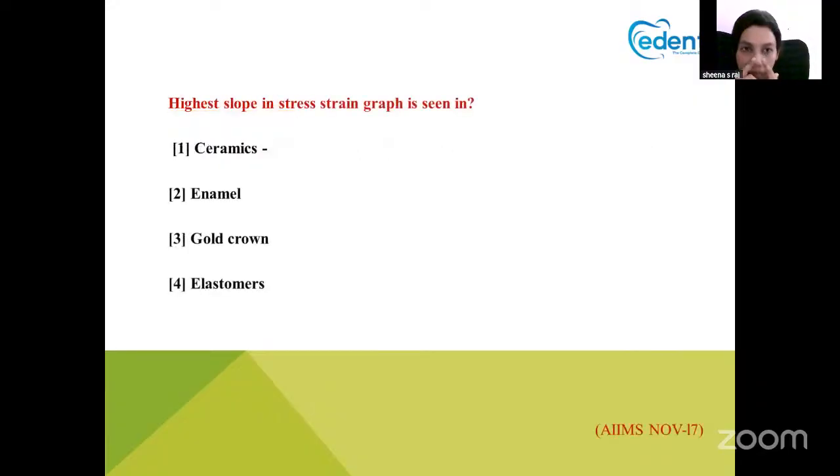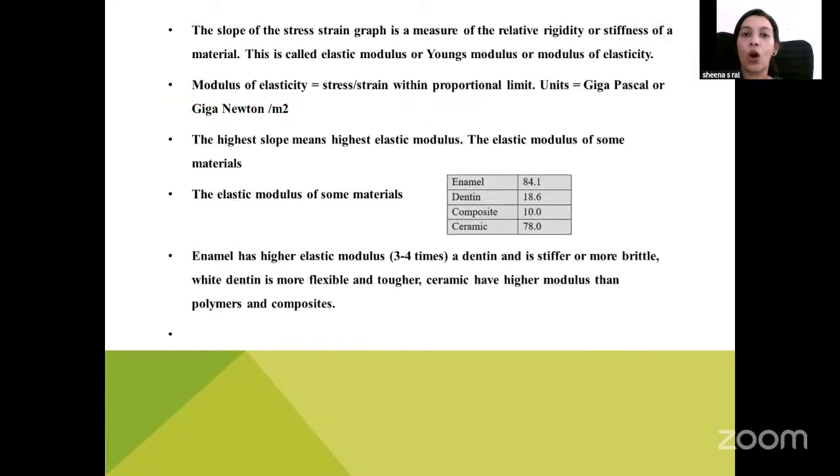Next is, highest slope in stress strain graph is seen in which? The stress strain graph indicates the modulus of elasticity or Young's modulus, also called elastic modulus. So we have to think about certain materials which have the elastic modulus. It is like enamel, dentine, composite, and ceramics.